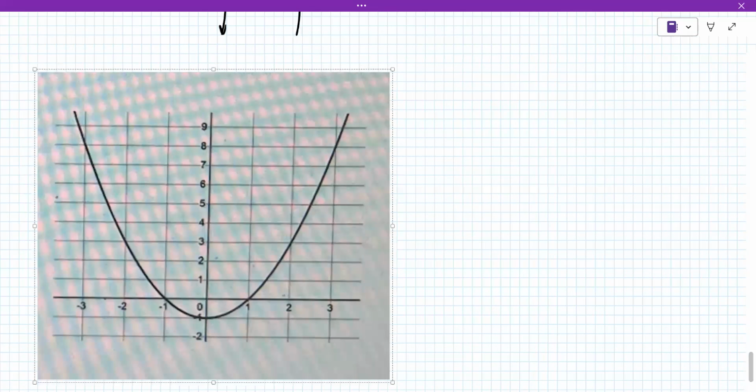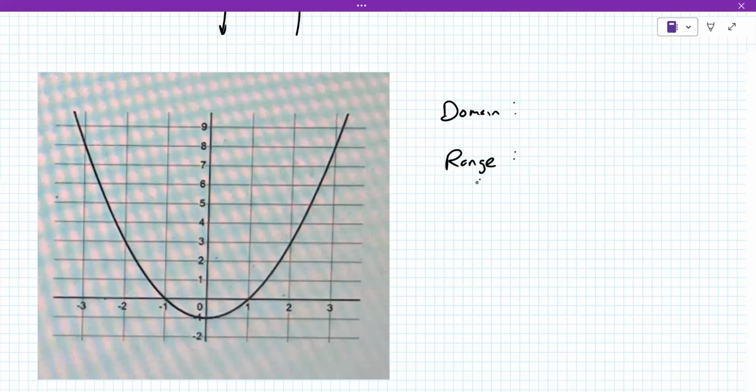Okay, new problem here. We're going to redo some stuff here. I want the domain and the range of this, please. The domain is all and the range is y is greater than or equal to -1. Really good.